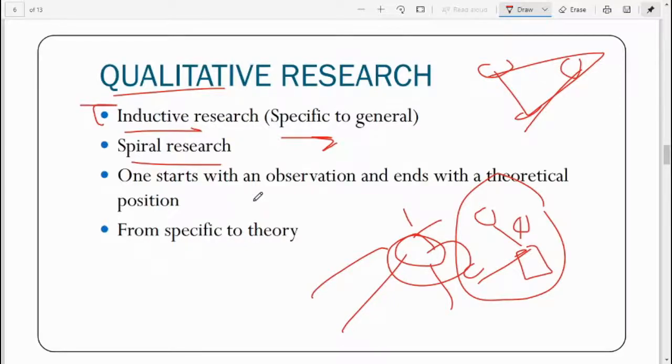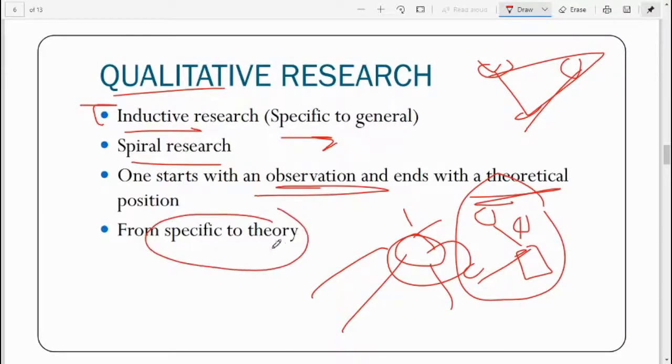So in qualitative research, one starts with an observation. You are observing different phenomena and end with a theoretical position. So it moves from specific to theory. At the end we generate a theory under qualitative research or inductive research.